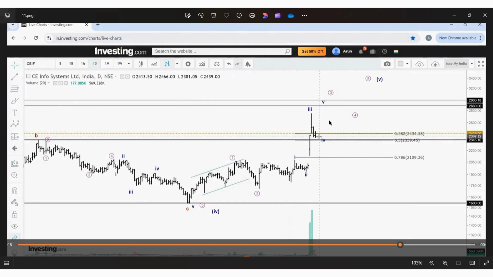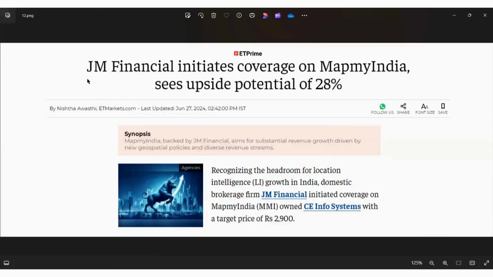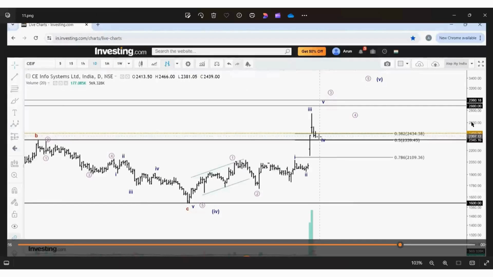The thing I want to share is that on June 27th, JM Financial initiates coverage on Map My India, sees upside potential of 28%, and the target price is 2900. What is our target? 2900, right? 2900 to 3000. I already shared one example on our YouTube channel, the target for Indigo, right?